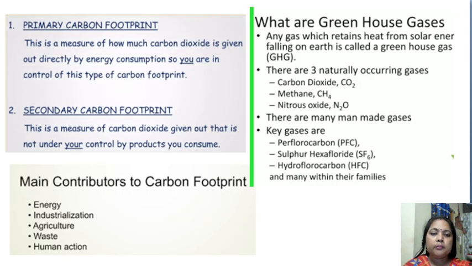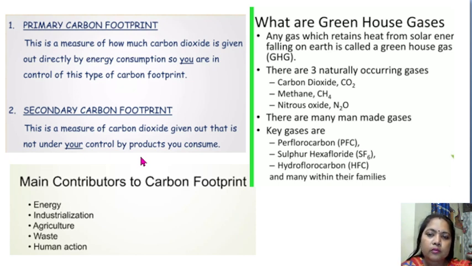Then this entire carbon footprint is divided into primary carbon footprint and secondary carbon footprint. So what is primary carbon footprint? This is a measure of how much carbon dioxide is given out directly by energy consumption. So you are in control of this type of carbon footprint. Secondary carbon footprint is a measure of carbon dioxide given out that is not under your control, by products you consume.